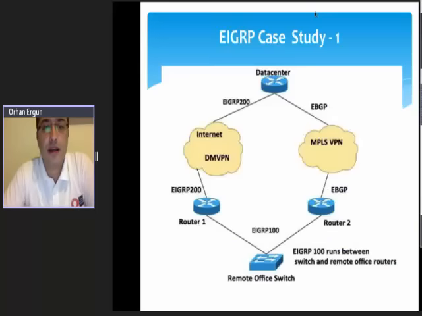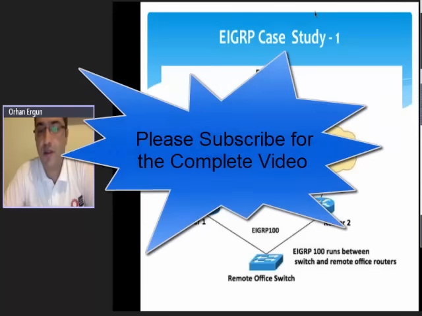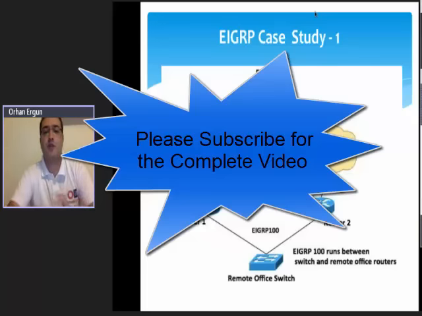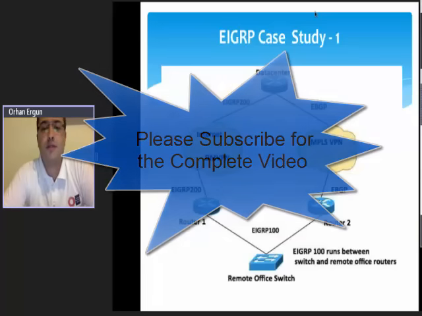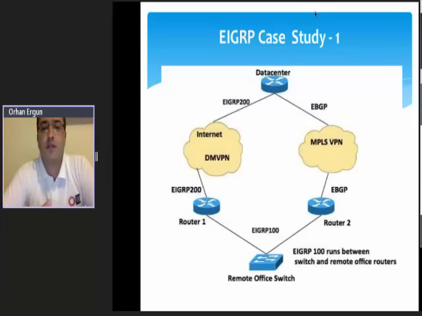R1 runs EIGRP 200 over the DMVPN, and router 2 runs eBGP with the service provider for the MPLS Layer 3 VPN service. The top one is a remote office location, the bottom one is a remote office location, and the top is the data center. The data center has two connections from that one router only. It can be two routers as well, it will just be much more complicated. That's why I chose this topology.